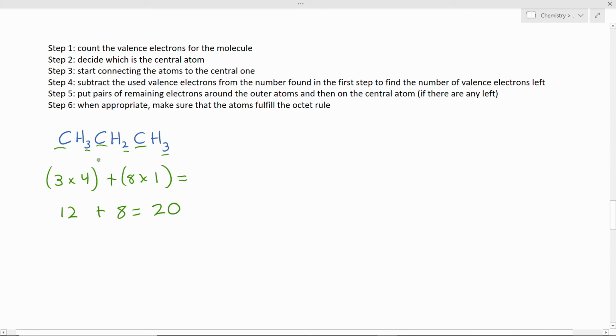Now this is a structural formula which tells you in what order the atoms will be bonded together. So first we have a carbon here attached to 3 hydrogens, and then we have another carbon attached to 2 hydrogens, and then we have a third carbon which has 3 hydrogens attached to it. And this is the Lewis structure for this molecule.